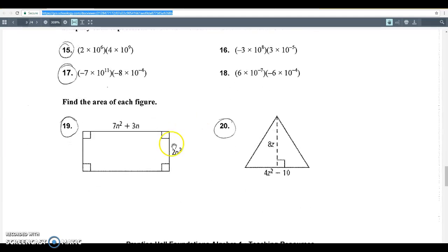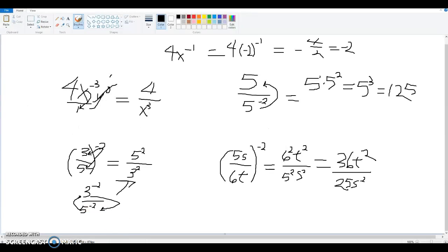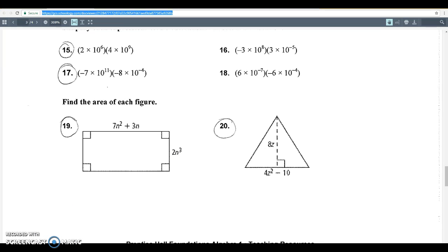All right. Find the area of the figure. What we have here: area of a rectangle is length times width. So we have 7n squared plus 3n times 2n cubed. We can write that as 2n cubed, and then parentheses, 7n squared plus 3.